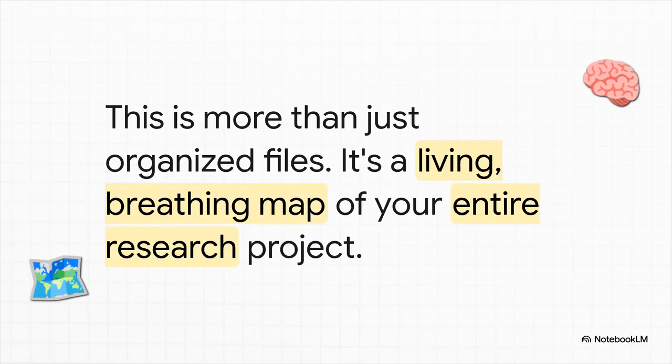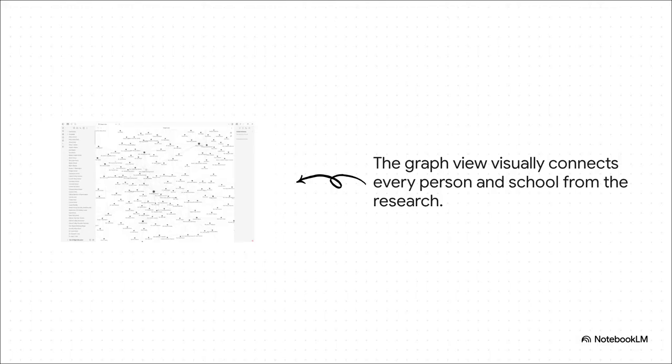That's it. But look, this is about so much more than just having tidy digital folders. Because of all those crosslinks our AI architect created for us, we've actually built something way more powerful. It's like a living, breathing map of our entire research project. And this is the knowledge web. Every single dot you see on this graph is a person or a school from our research. And the lines, those are the relationships connecting them that the AI identified. You can now visually explore this entire network. You can see clusters of connections, and you can start to discover patterns that would have been absolutely impossible to spot just by reading through documents.